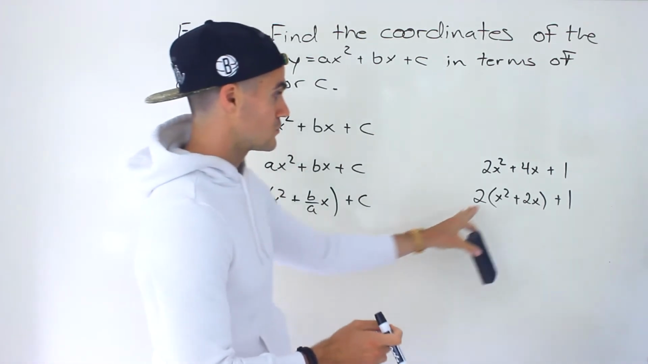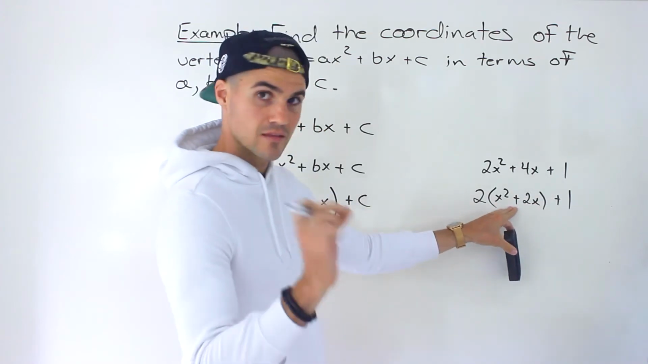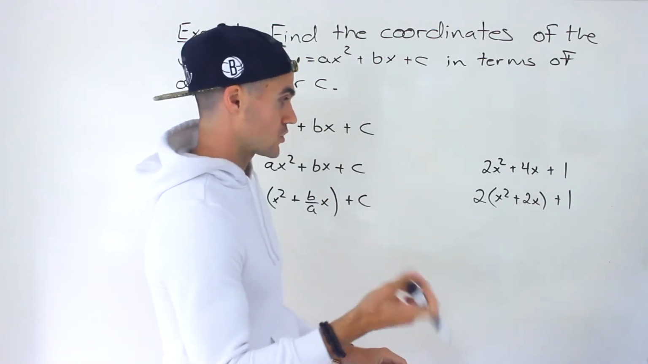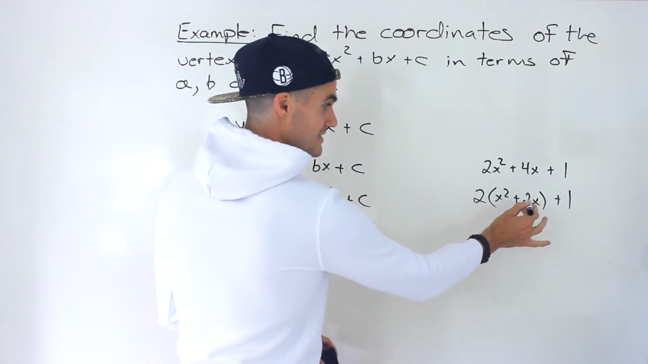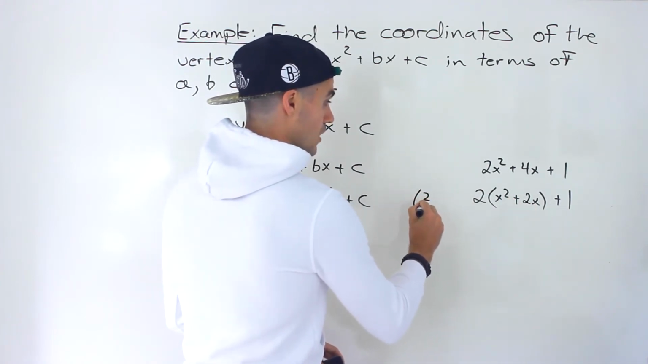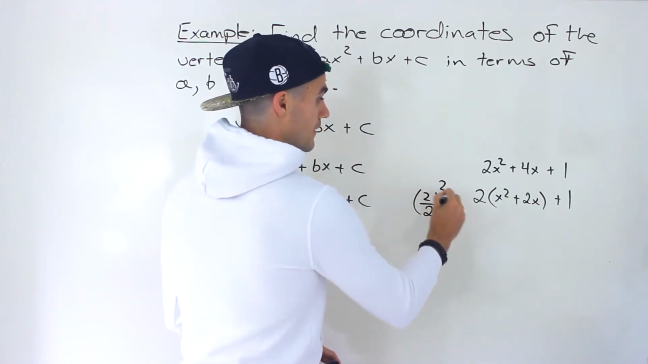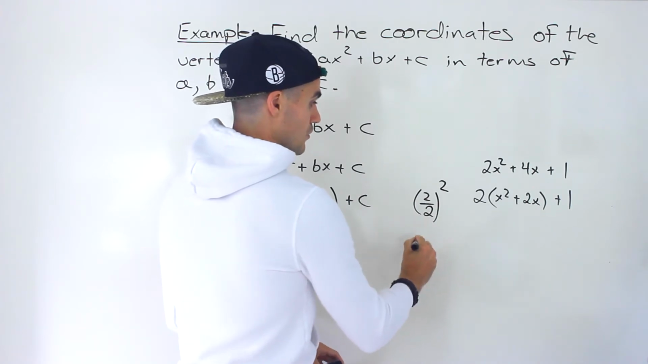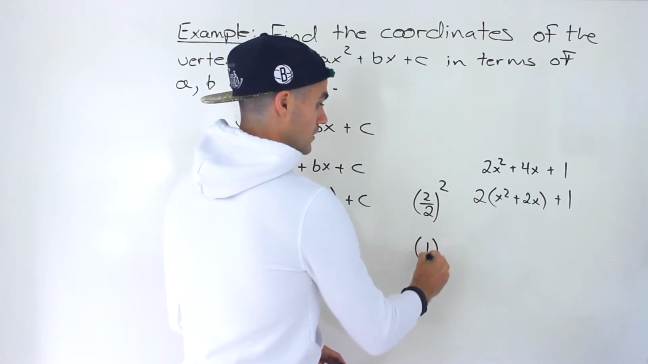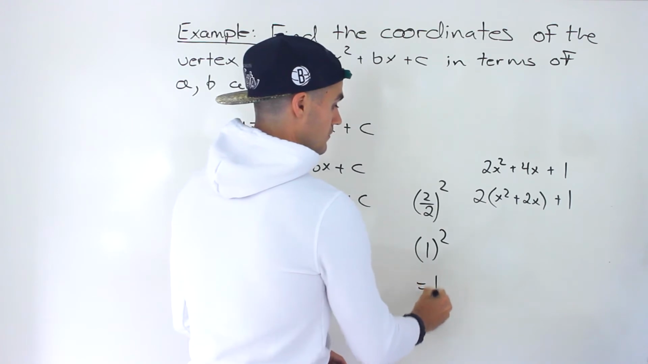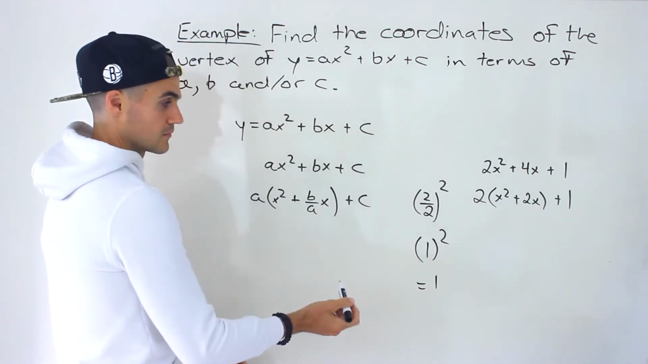Well, we have to convert this quadratic that's in the bracket to a perfect square trinomial. What we do is we take this value here, that 2, we divide it by 2, and then we square it. So that would end up giving us what? 1 squared, which would end up giving us 1, like that.